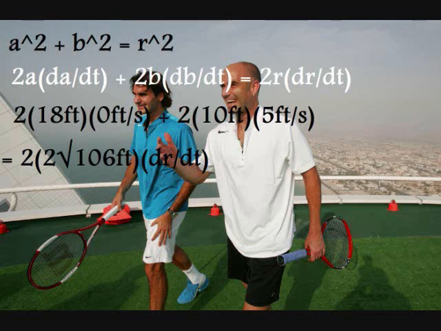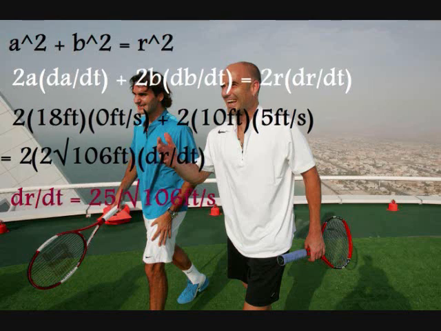When you plug in for each of these variables, you get 2 times 18 feet, which is the constant perpendicular distance from the baseline to the service line, times 0 feet per second, because as previously stated, that 18 feet will always be constant, plus 2 times 10 feet, which is the distance that Dan is from the center of the baseline, times 5 feet per second, which is the speed that Dan is sidestepping at, is equal to 2 times 2 radical 106 feet, which is the distance that Dan is from the center of the service line at this time, times dr/dt, which is what we're still trying to solve for.